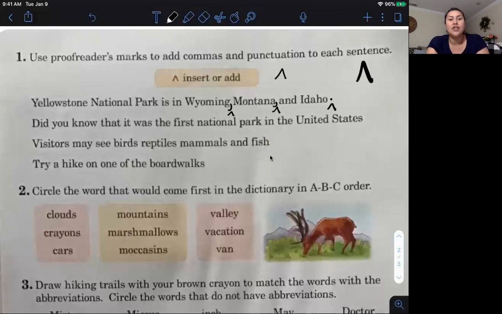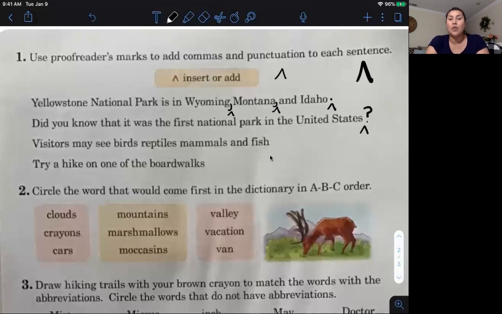Okay. Did you know that it was the first national park in the United States? It's a question. Did you know that it was the first national park in the United States? I actually didn't know that. I just learned something. Oh, and that we're asking a question, but there's no question mark. Go ahead and add it with a caret. Go ahead and add the question mark.